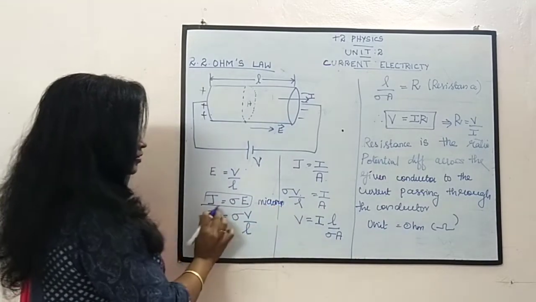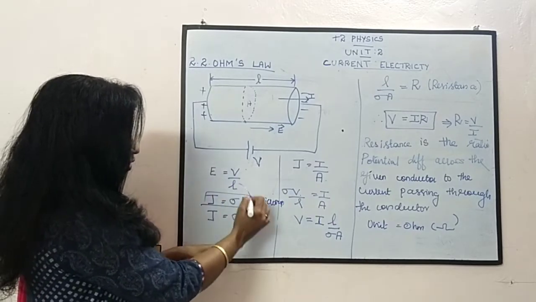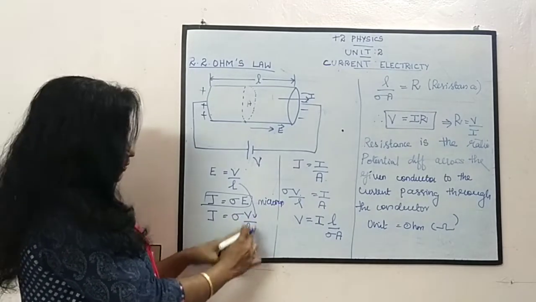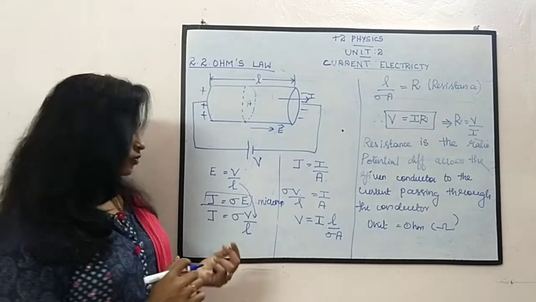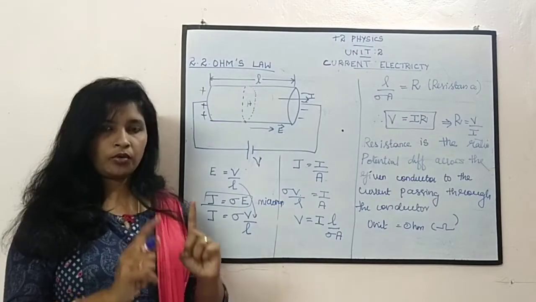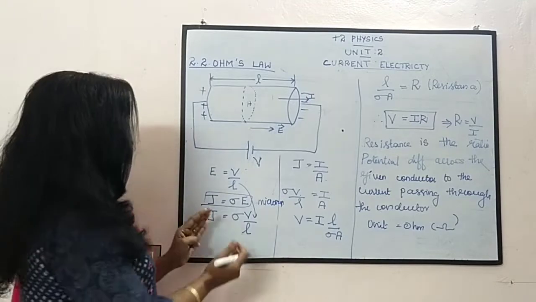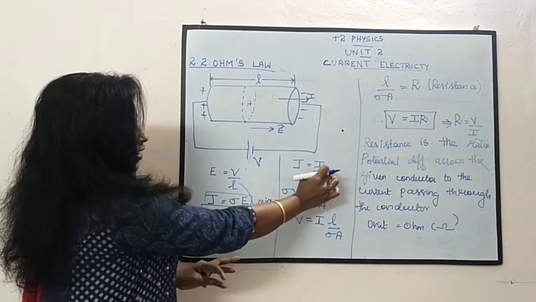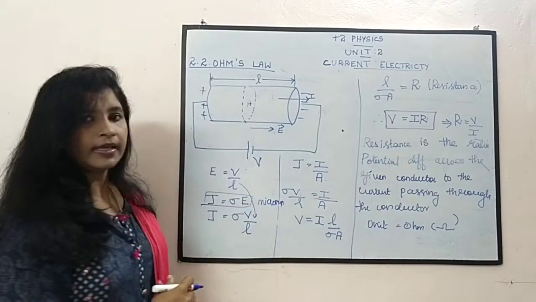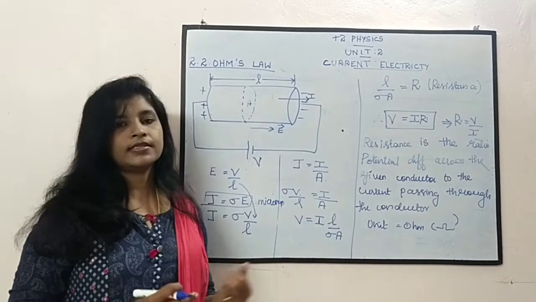Now our microscopic form of Ohm's law is J is equal to sigma E. We know what E is, so we can substitute E as V by L. Also you know what J, the current density, is: current per unit area, that is, how much current there is in one meter square. Both the right and left hand sides are equal, so we can equate them: sigma V by L is equal to I divided by A. From that we can write V is equal to I into L by sigma A.